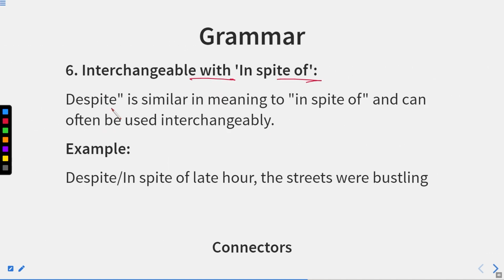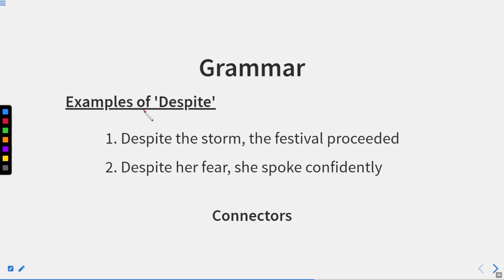Now, let us move to the next one. Interchangeable with in spite of. Despite is similar in meaning to in spite of and can be used interchangeably. Despite or in spite of the late hour, the streets were bustling. So, there is only a single difference of preposition. Now, examples: despite the storm, the festival proceeded.